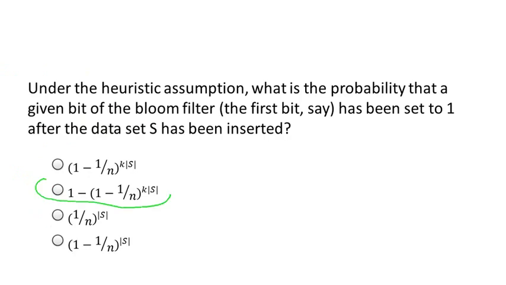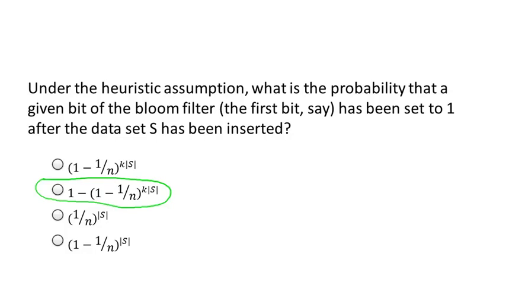All right, so this is a somewhat difficult quiz question, actually. The correct answer is the second answer. It's 1 minus quantity, 1 minus 1 over n raised to the number of hash functions k times the number of objects, the cardinality of S. That's the probability that, say, the first bit of a Bloom filter has been set to 1 after the dataset capital S has been inserted.